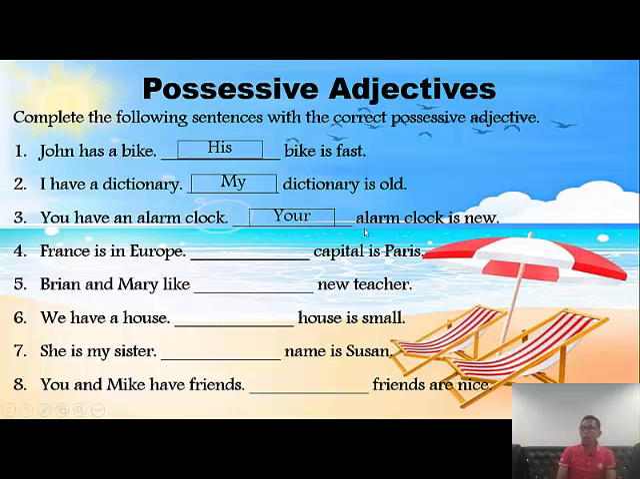Your alarm clock is new. It is your alarm clock. It belongs to you. It does not belong to me. Okay, number 4, France is in Europe.